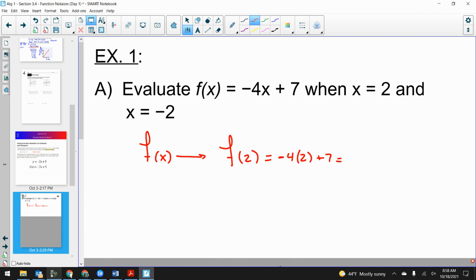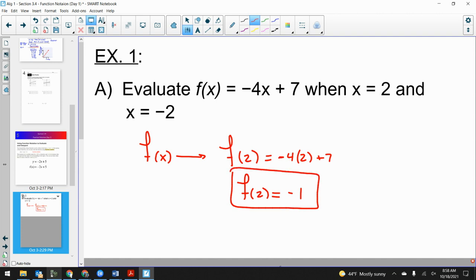Okay, so f of 2, and I'm going to write it down below. F of 2 would be negative 4 times 2 is negative 8. Negative 8 plus 7 is negative 1. If we were to go to our calculator, plug in negative 4 times 2 plus 7, we get negative 1. That is your whole answer.